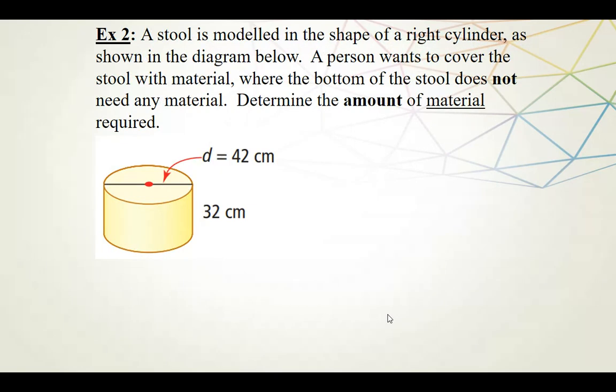It says a stool is modeled in the shape of a right cylinder, as shown in the diagram below. A person wants to cover the stool with material where the bottom of the stool does not need material. So if the bottom does not need material, we're not going to calculate the surface area of that portion, since we're not going to put any material in that part of the cylinder. Let's determine the amount of cylinder material required, which is just going to be the surface area.